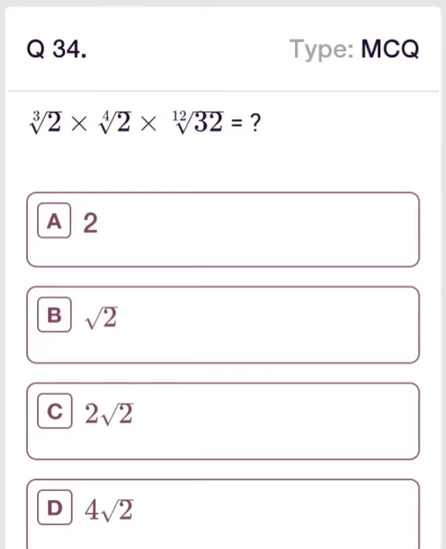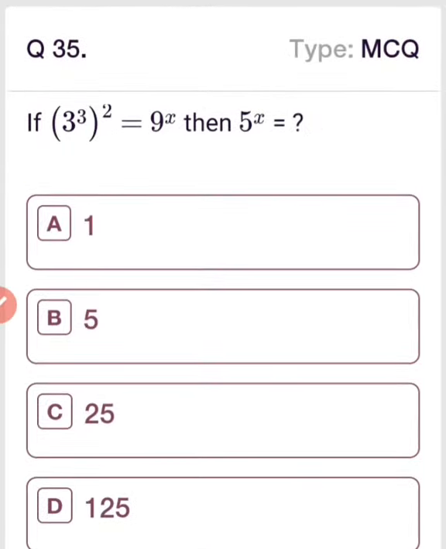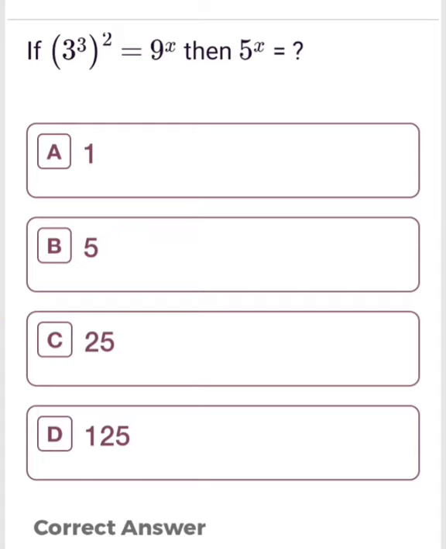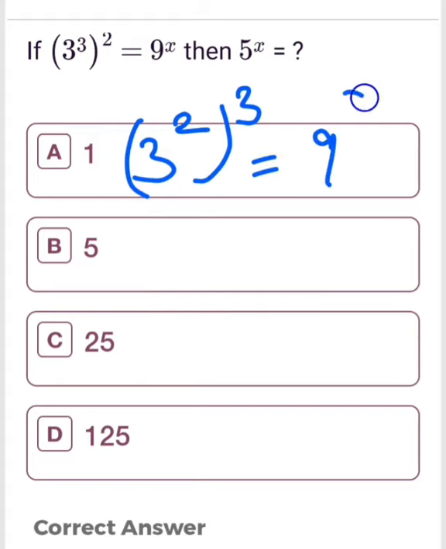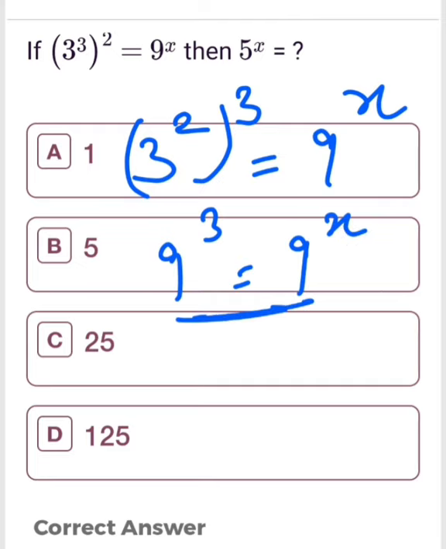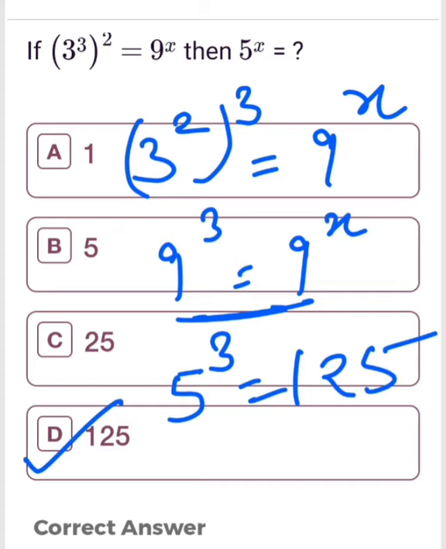Come on, next. Yes, 3 power 3 whole power 2 is equal to 9 power x. Can I write this as 3 power 2 whole power 3, both are the same thing? This is 9 power x. I am trying to make the base the same. Then 9 power 3 equals 9 power x. What is the meaning of x? X should be 3. If x is 3, then what is the value of 5 power x? 5 power 3. This should be 125. So D is your answer.